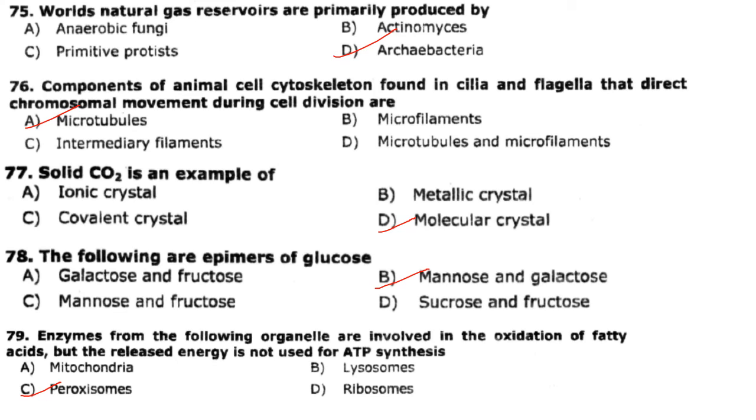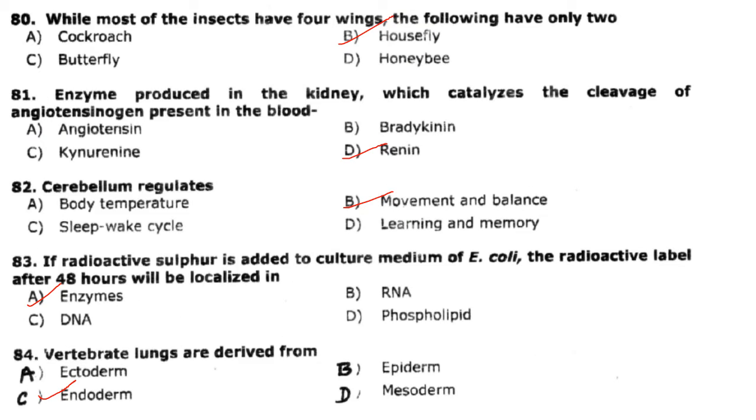Answer is option B. Enzymes from the following organelle are involved in the oxidation of fatty acid, but the released energy is not used for ATP synthesis. So that is peroxisomes. Answer is option C. Then next one. While most of the insects have 4 wings, the following have only 2. They are housefly. Answer is option B. Enzyme produced in the kidney which catalyzes the cleavage of angiotensinogen present in the blood. It is renin. Answer is option D.